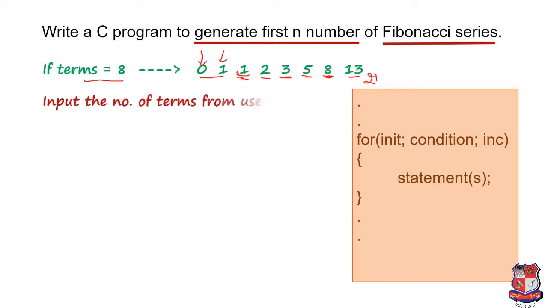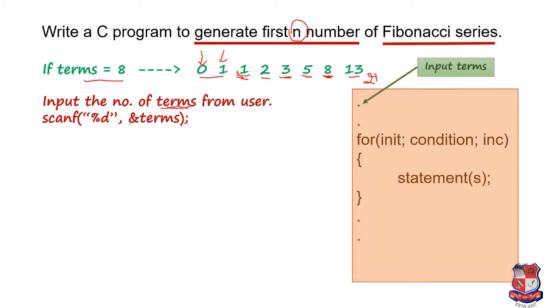Okay, so our first task is to input the number of terms from the user. As mentioned in the program, generate the first n numbers. So this n number, or these terms, we have to take from the user. The user will enter terms. For example, if the user enters 8, then we have to print 8 terms. It will be like this. So we have to input the value of terms over here.